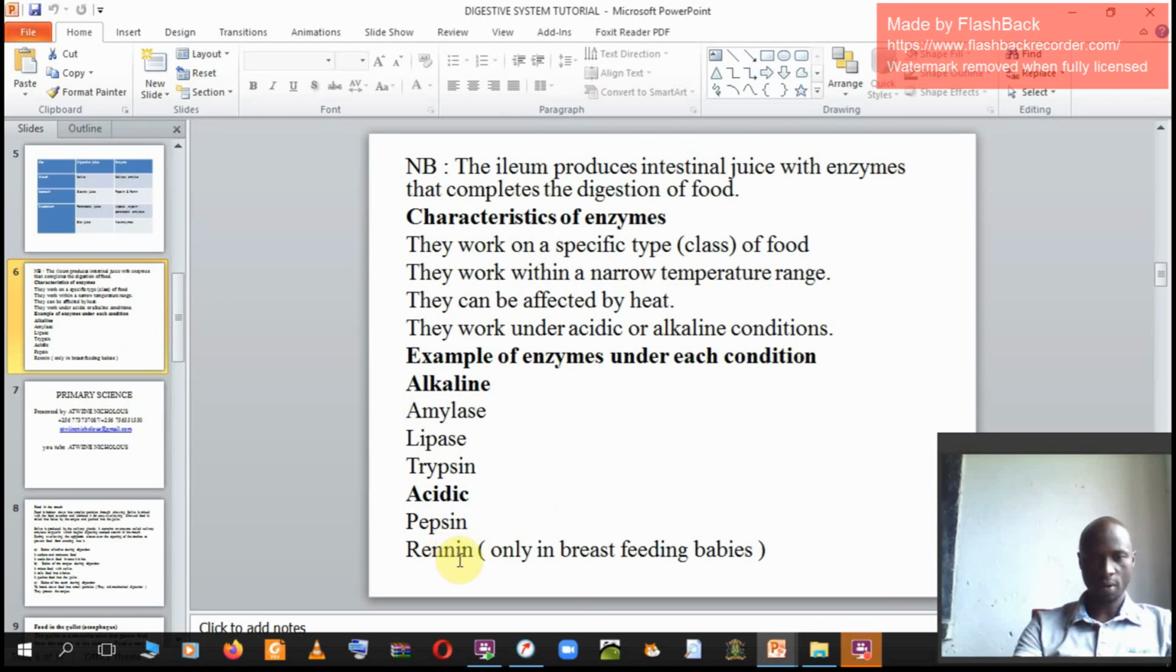Master the spelling of renin. It is R-E-N-N-I-N. And these ones are found only in breastfeeding babies, because renin helps in clotting of breast milk. Then other enzymes that work under alkaline conditions, we have amylase, lipase, and trypsin. These ones work under alkaline conditions.